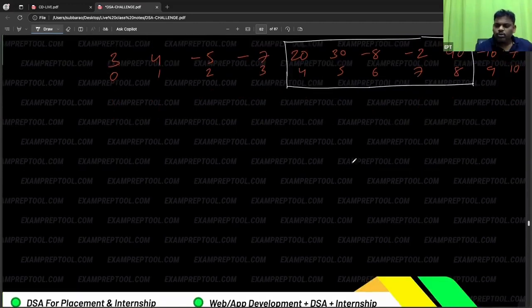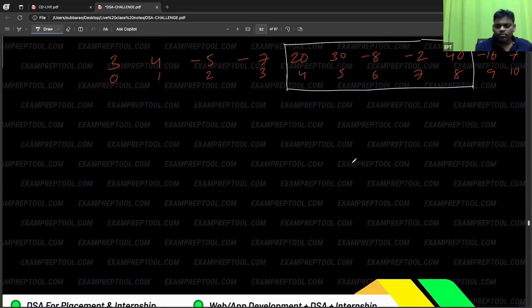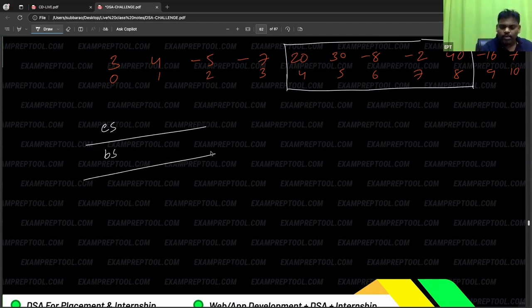To solve this problem, it is very simple. One scan only. I will take two variables. One is every time sum. Next one is best sum. Every time sum is one variable, and best sum is another variable.